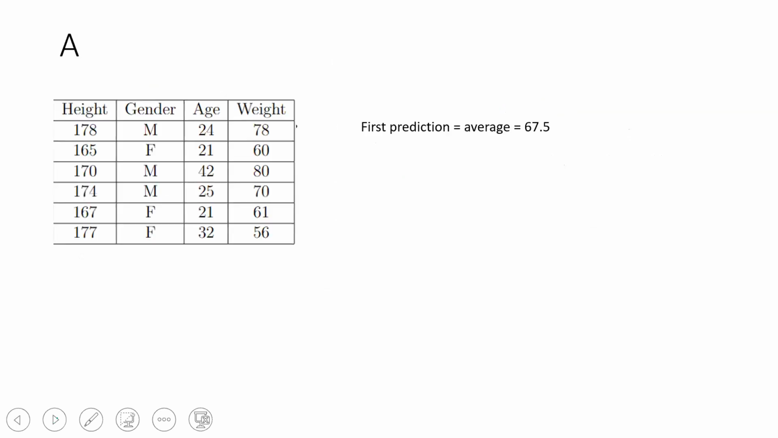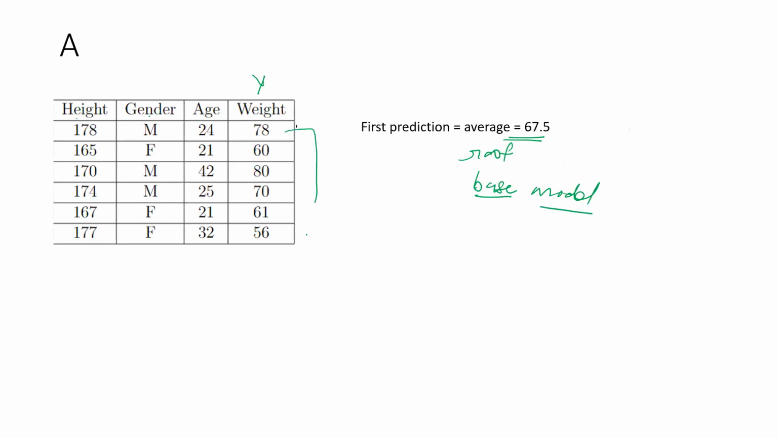Okay, so this is a regression problem where we are trying to predict the weight using three features: height, gender, and age. So the first prediction is going to be the average, right? This is the root prediction, or say the base model. So this is the average here. So this is the prediction. So what is going to be the error here?